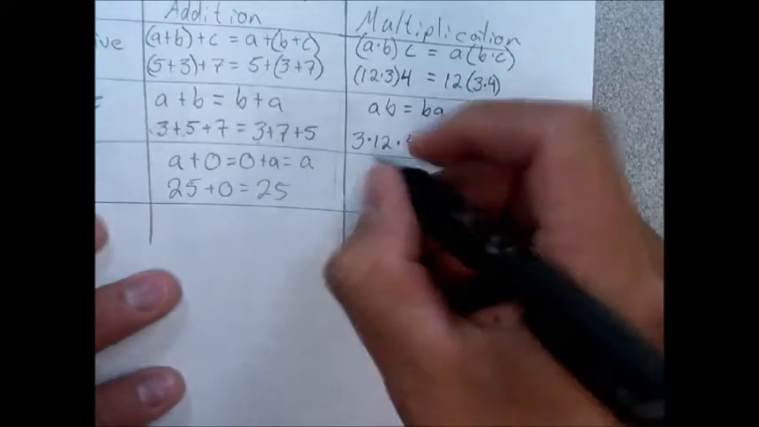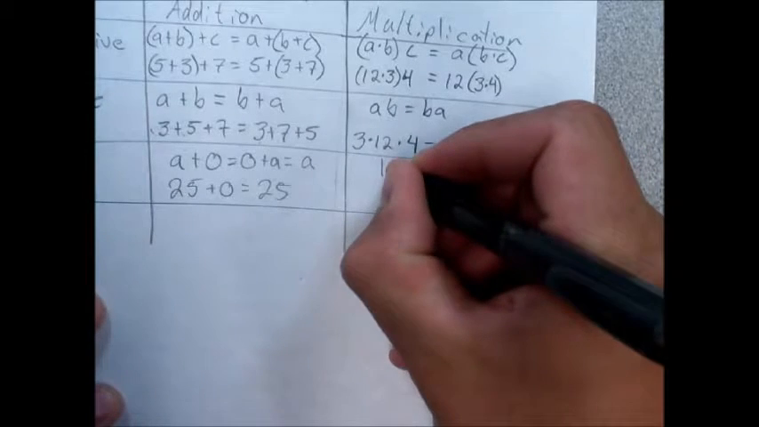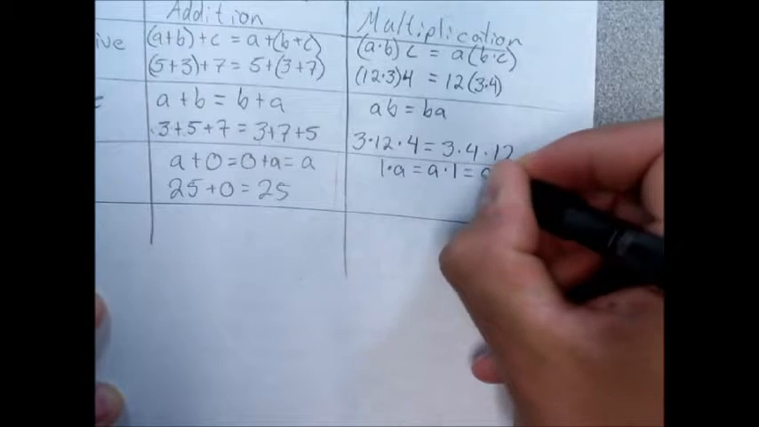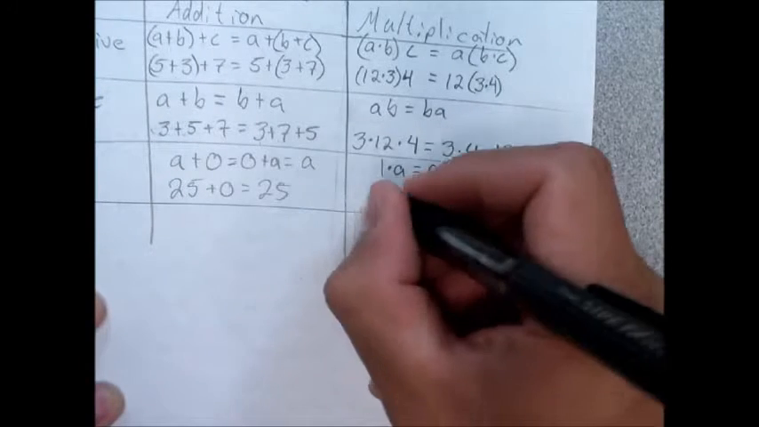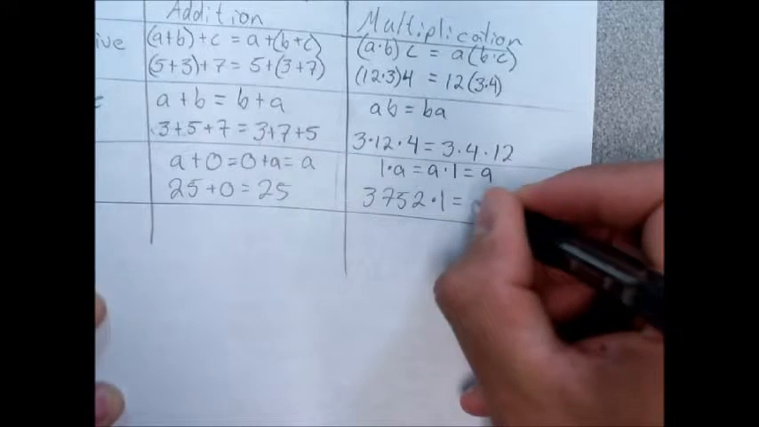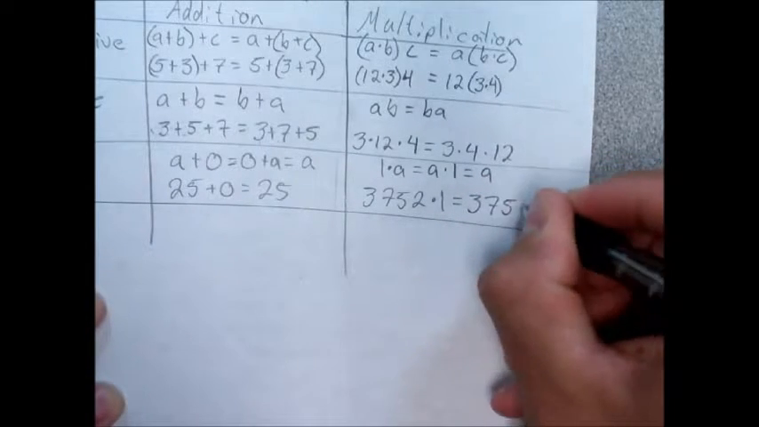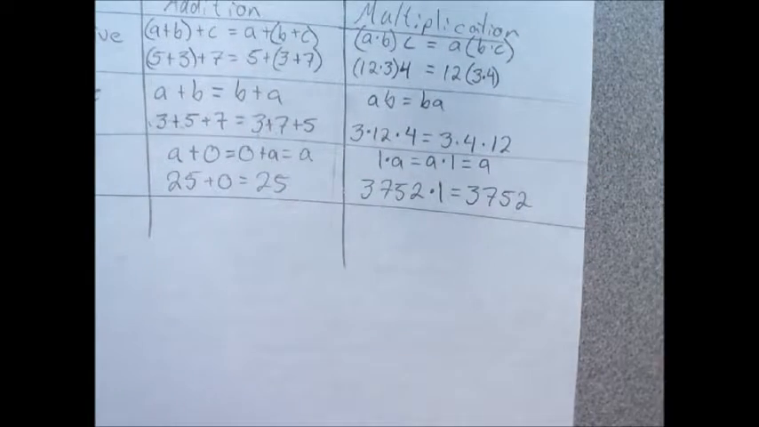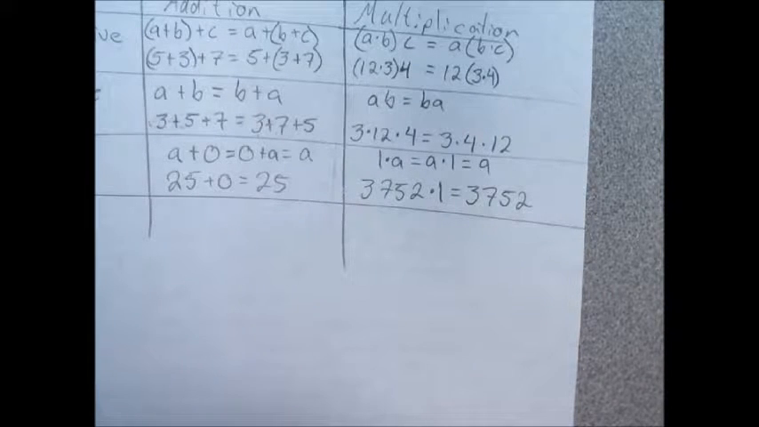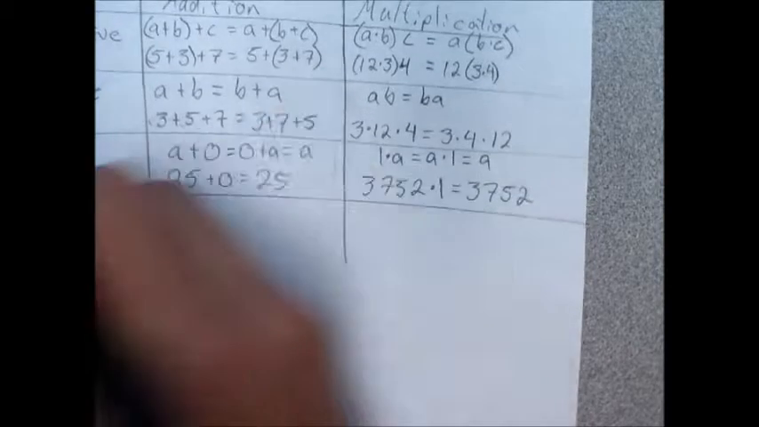Same thing for multiplication. 1 multiplied by A or A multiplied by 1 is going to give you just A. Okay? So if I had 3,752 multiplied by 1, it's still going to give me 3,752. Okay? If I take Cambry and I multiply her by 1, she's still going to be Cambry. All right. Those are the identities. Let's talk about inverses.